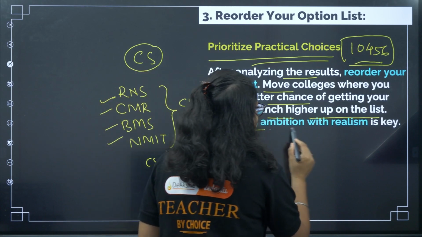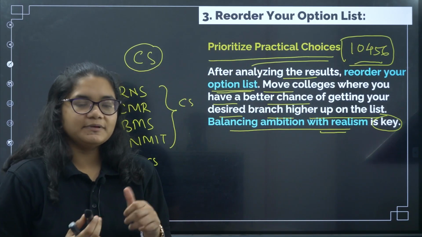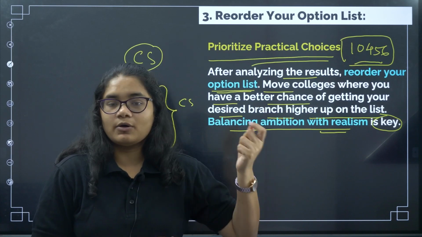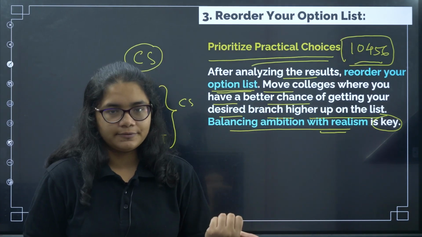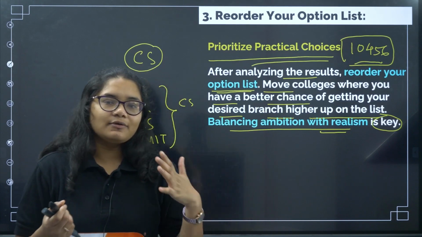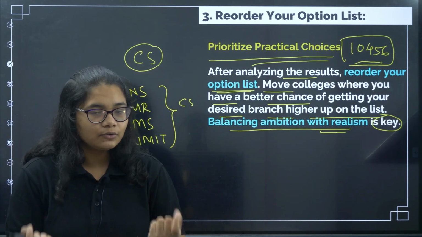Now balancing ambition with realism is the key. Okay, so you need to be ambitious about getting RV College, but also you need to realize whether with your rank it is possible or not. Okay, so it is not that you have to go only to the top colleges, but what matters is you should enter into good colleges.